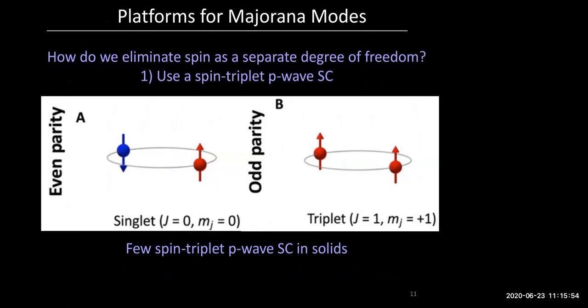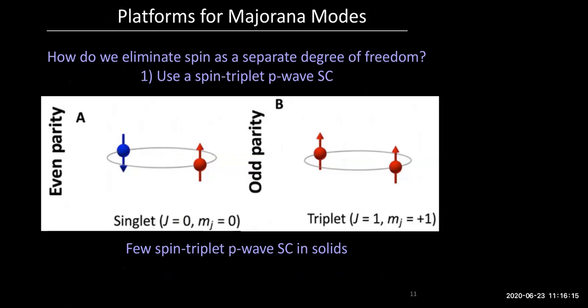So let's say we want to eliminate spin. I'm not saying we should get rid of spin. We just want the spin to be not a separate degree of freedom. For example, if you have spin momentum locking, then you can describe everything in terms of the momentum of the electrons, and then spin is no longer necessary.